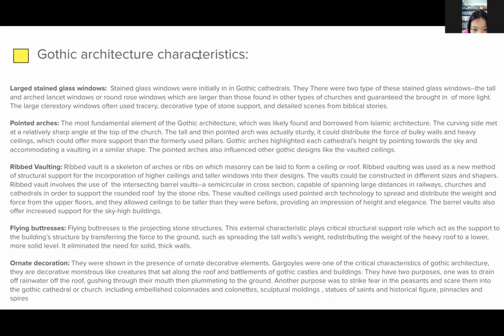Ornate decorations. These were shown in the presence of ornate decorative elements. Gargoyles were one of the critical characteristics of Gothic architecture. They are monstrous-like, grotesque creatures that sat along the roof and battlements of Gothic castles and buildings. They had two purposes. One was to drain water off the roof, gushing through their mouth and plummeting to the ground. Another purpose was to strike fear in the peasants and scare them into the Gothic cathedral or church. There are also other ornate decorations such as sculptural moldings, statues of saints and historical figures, pinnacles, and spires.